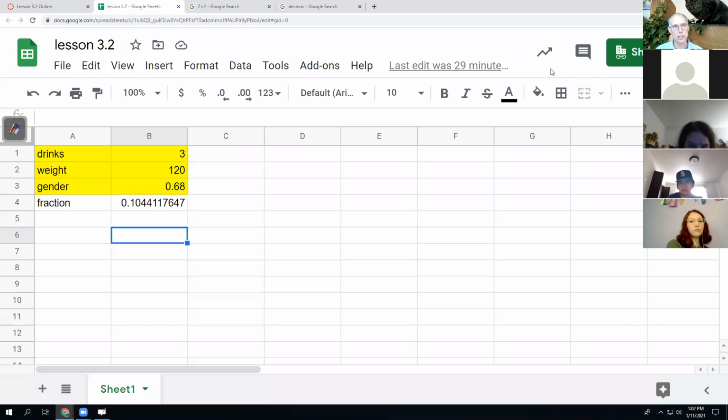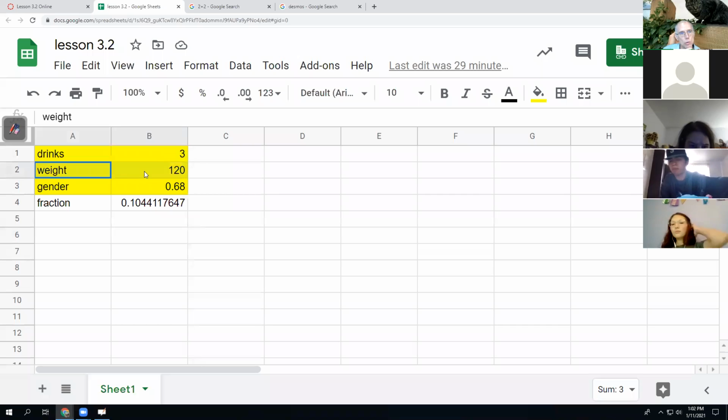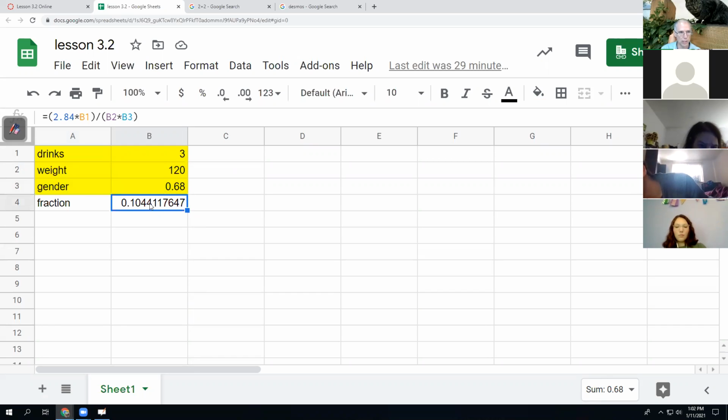How I would use a spreadsheet to do some things in lesson 3.2. So I had already typed in earlier for that first guy we're looking at that he had 3 drinks, his weight was 120, and he was a male, so he gets the 0.68 number. And then I'll just show again how I calculated this number.